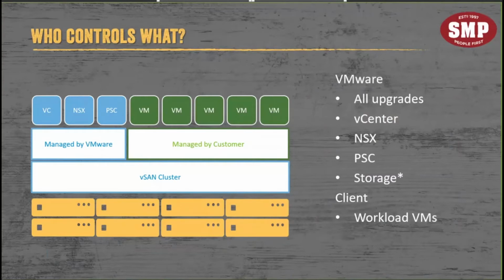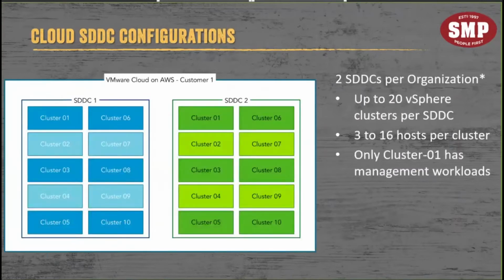Okay, and then as I stated before, you are the one that manages and owns the virtual machines in the green here on the right. So the cloud configuration: there are 2 SDDCs per organization, where you can have up to 20 vSphere clusters per SDDC with 3 to 16 hosts per cluster. So as you can see, you can get very large inside these configurations.